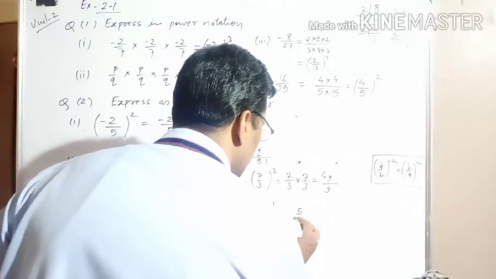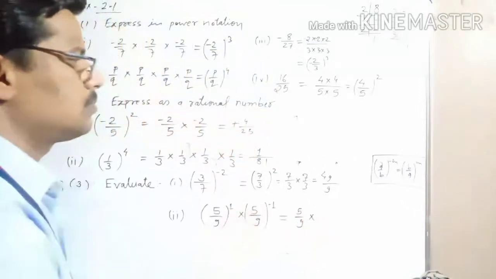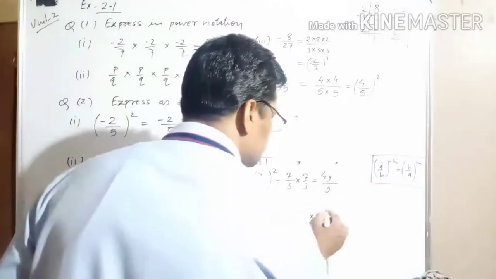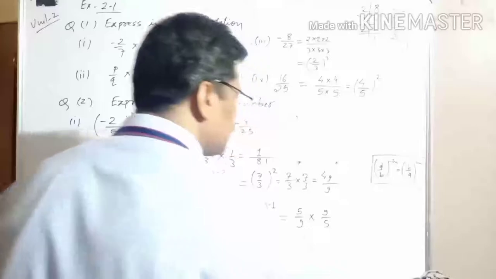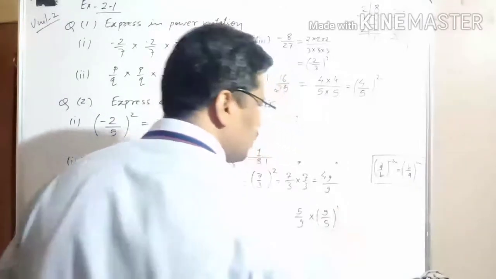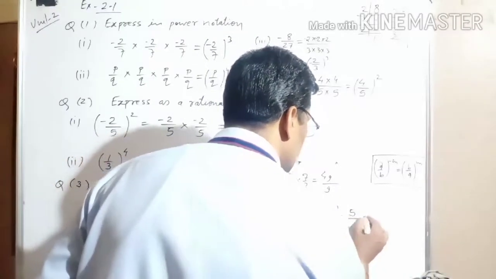5 upon 9 power minus 1 can be written only one time. Thus we will use this formula. 5 upon 9 becomes 9 upon 5 power 1. Then the next step we can write here 5 upon 9 into 9 upon 5.